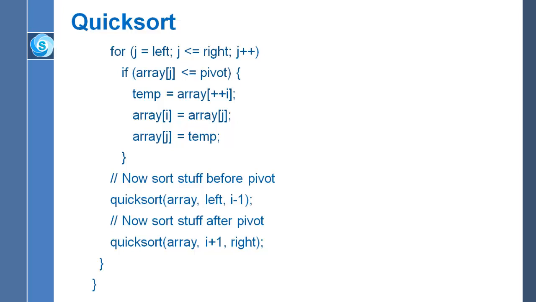So now all that remains to be done is to take everything from position left to position I minus 1, make a recursive call to Quicksort to sort that part, and then take everything from position I plus 1 to position right and sort that part. And once we're done with those two recursive calls to Quicksort, the entire section from position left to position right will be sorted.